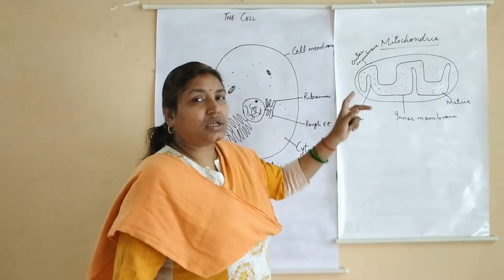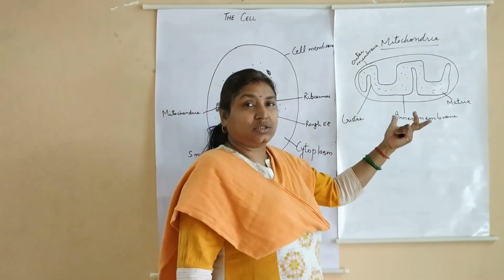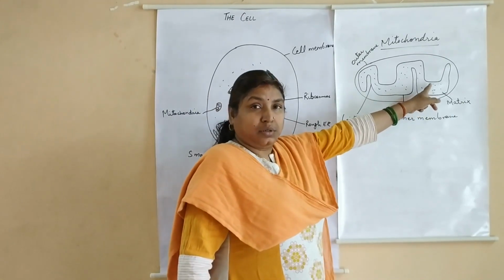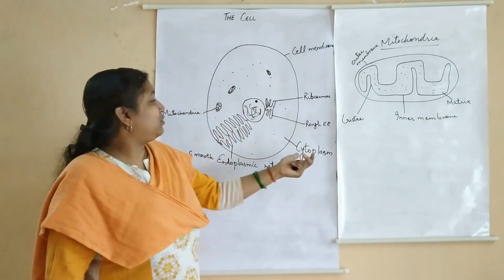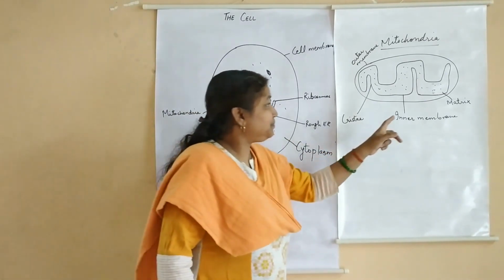All the cell organelles that are filled with fluids have their own name depending on the consistency of the fluid. So fluid present in mitochondria is called matrix. Fluid present inside the cell is your cytoplasm. Fluid present inside the nucleus is your nucleoplasm.